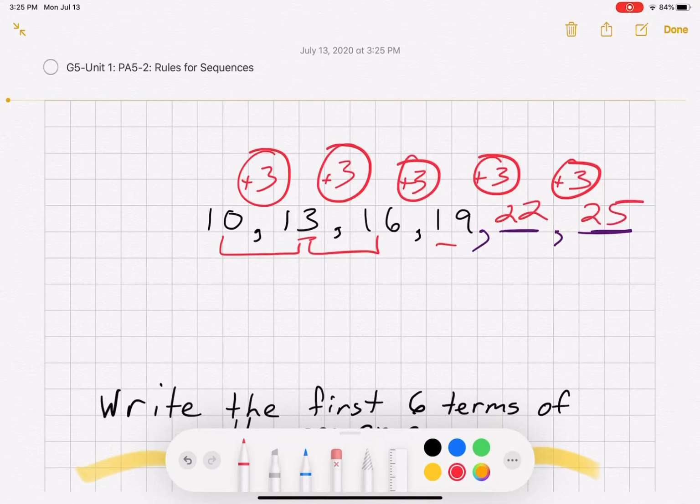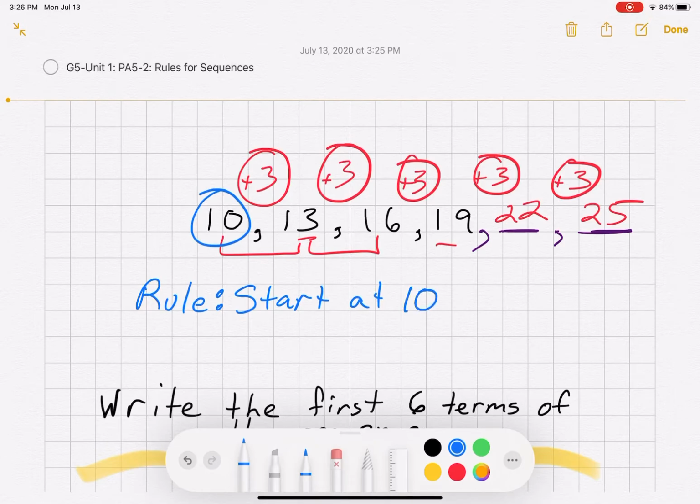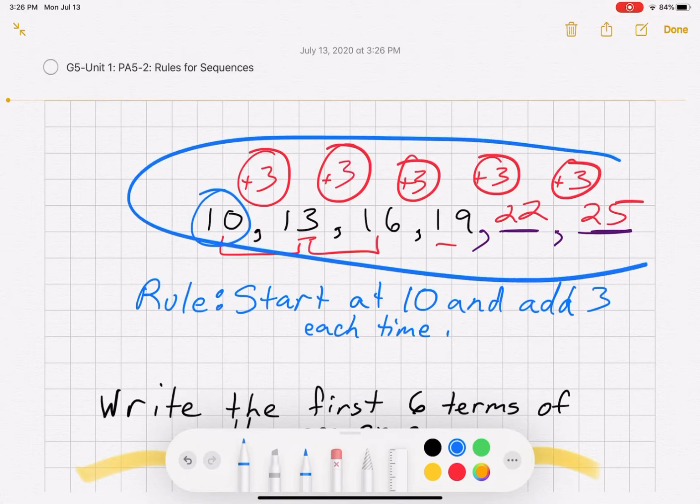So what is the rule here? When I'm saying that, I'm saying what number am I starting with, right? The rule: start at 10, and then add 3 each time. Okay, that is the rule for this sequence. We're starting at 10 and then we're adding 3 each time.